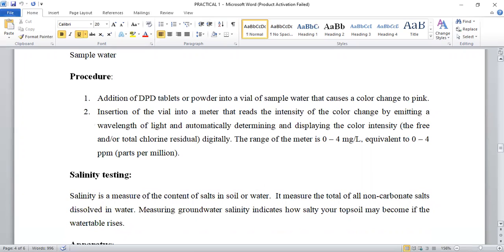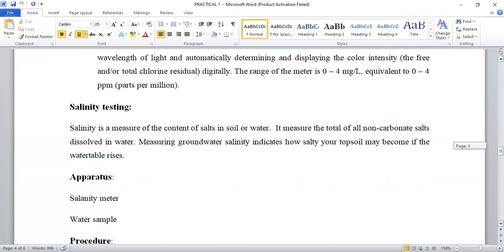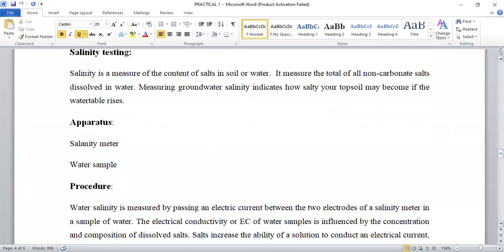Firstly, we will add a DPD tablet or powder into a vial of sample water, which causes the color to change to pink. Then we will insert this pink water sample into a meter that reads the intensity of the color change by emitting a wavelength of light and automatically determining and displaying the color intensity. The range of the meter is 0 to 4 milligrams per liter, which is equivalent to 0 to 4 ppm. The fourth test is the salinity test.